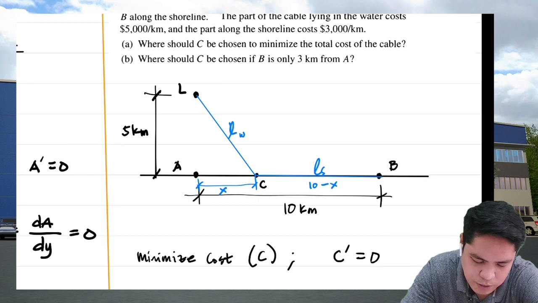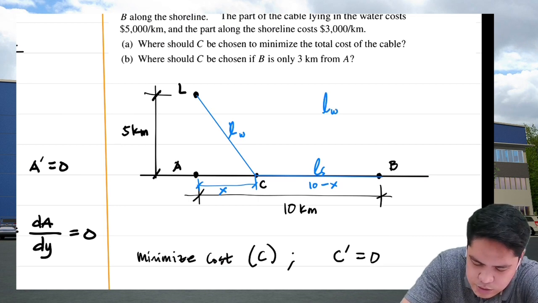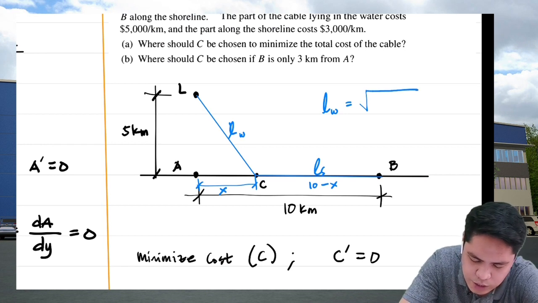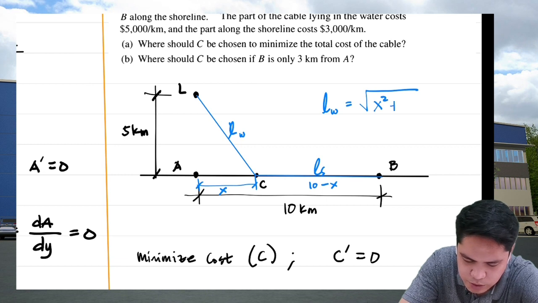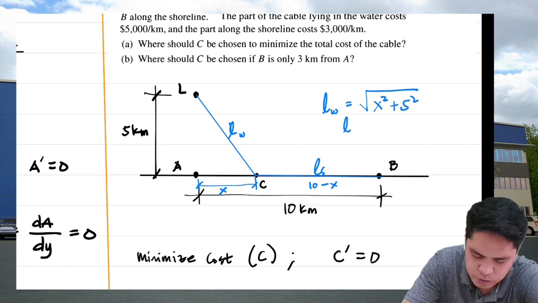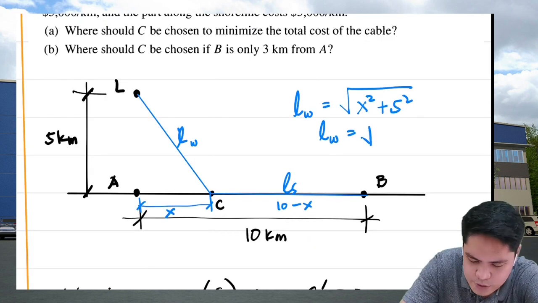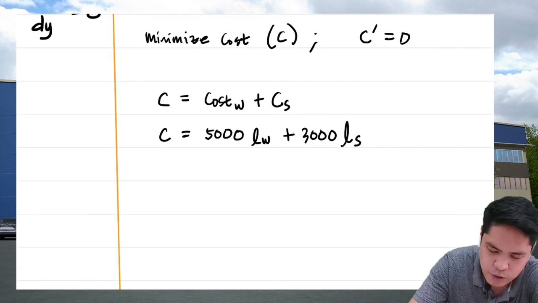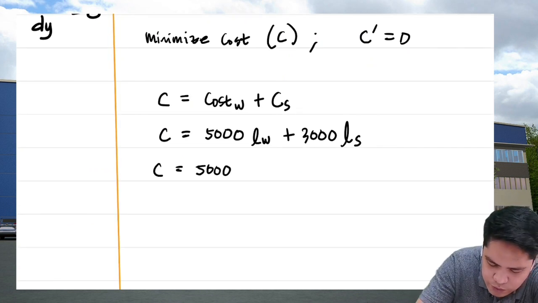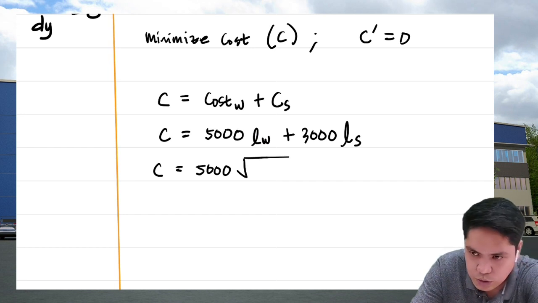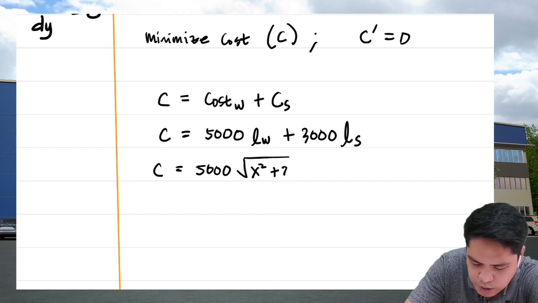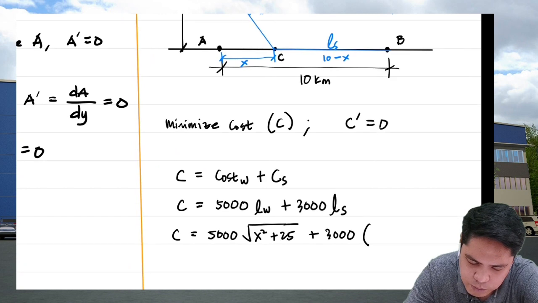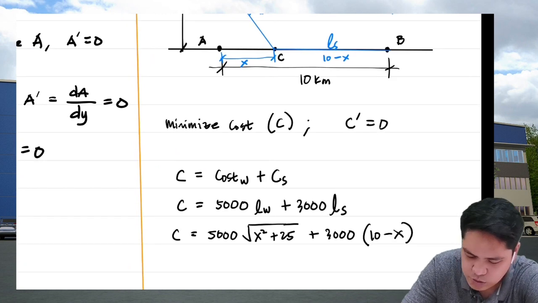Okay? So, that would mean that L sub W is just equal to the square root of, unahin natin yung X, X kilometers squared plus 5 kilometers squared. So L sub W is the square root of X squared plus 25. So, meron tayong equation in terms of one variable. So, C now is equal to 5,000 times the length along the water, square root of X squared plus 25, plus 3,000 times the length dito from C to B, that would be 10 minus X. So, isa na lang yung variable natin.